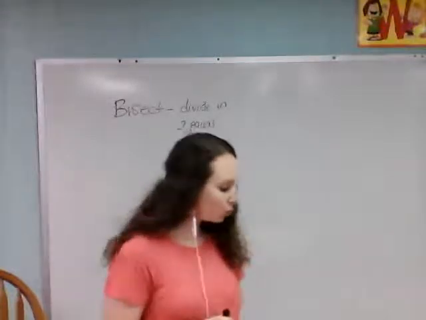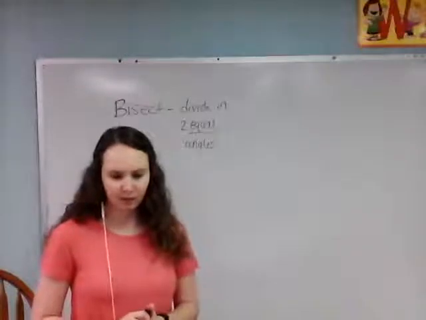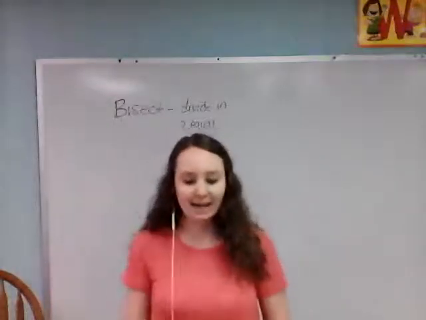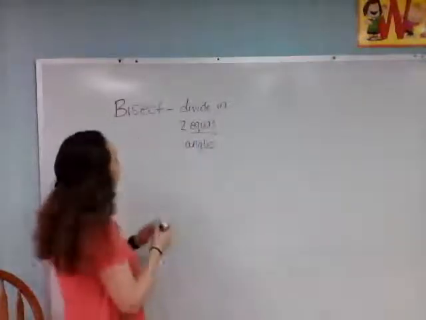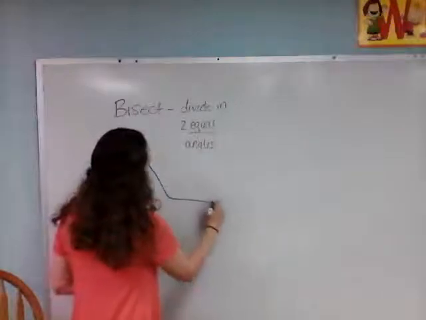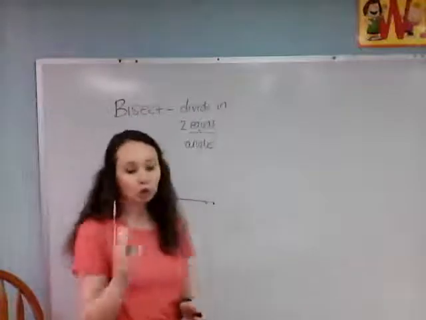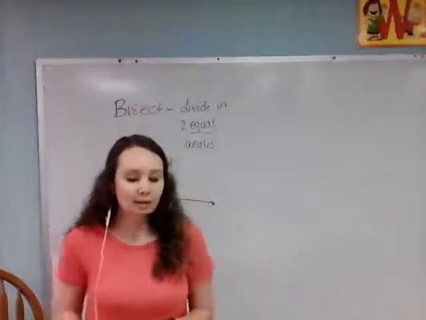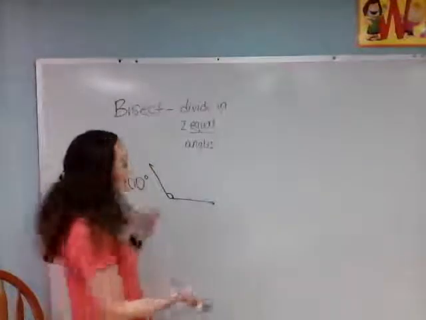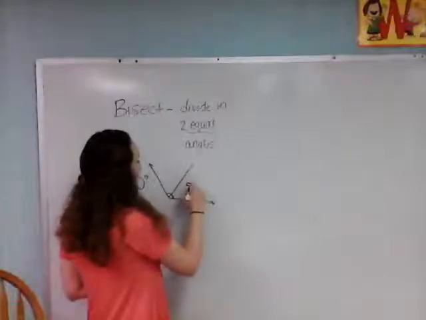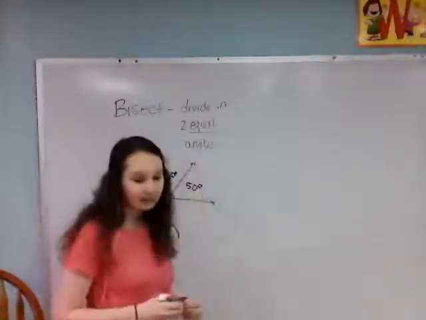Okay, so we're going to move on. When we talk about bisecting an angle, that means we're dividing it into 2 equal angles. So if I have an angle of 100 degrees and I want to cut that into 2 equal angles, Charlie, what are my 2 angles going to be? What is half of 100? So when I draw it, I'm going to make each of these be 50 degrees. So that's how we are bisecting angles today.